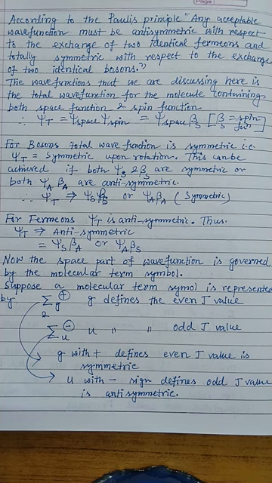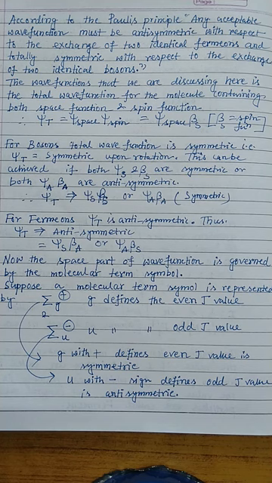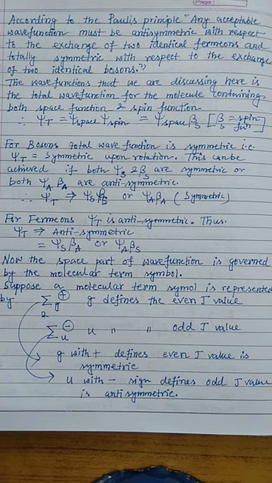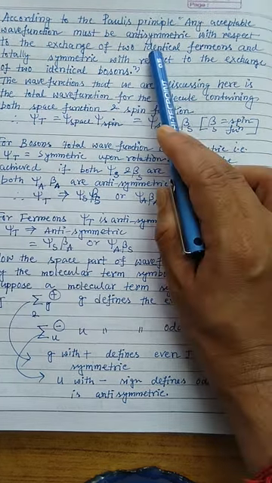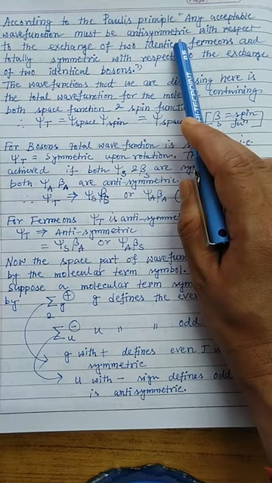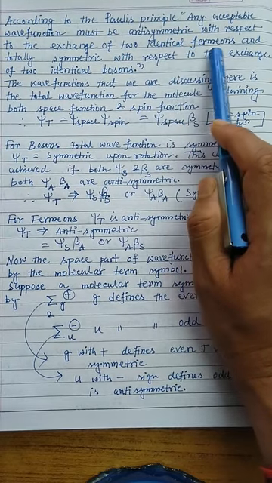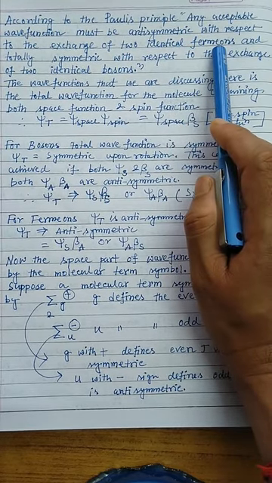That means when the molecule rotates, if the particles fall in the category of boson, then different types of symmetry properties will appear, and if the particles are fermions, then also different types of symmetry properties will appear. So we have to keep these things in mind. According to Pauli's principle, any acceptable wave function must be anti-symmetric with respect to the exchange of two identical fermions. Two identical fermions means, for example, hydrogen molecules.